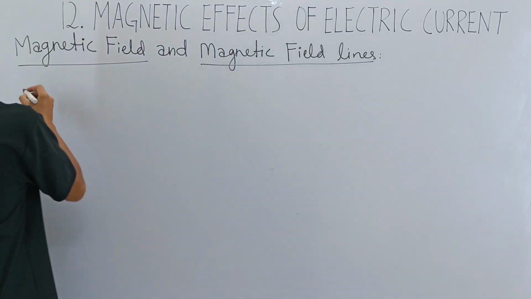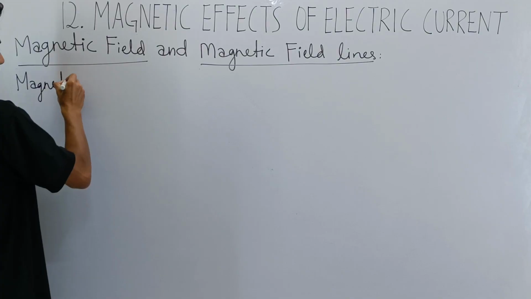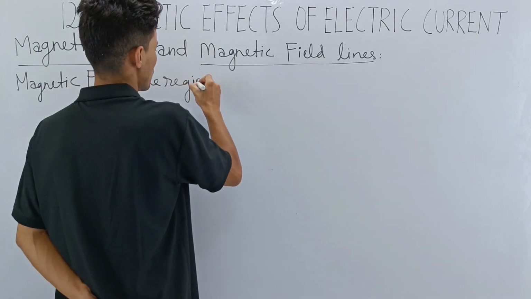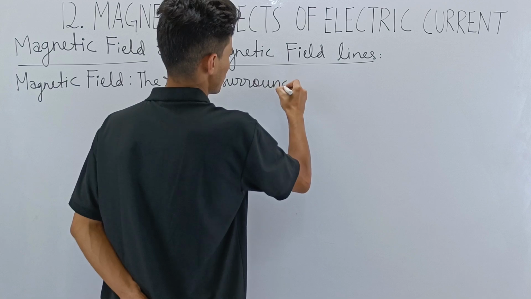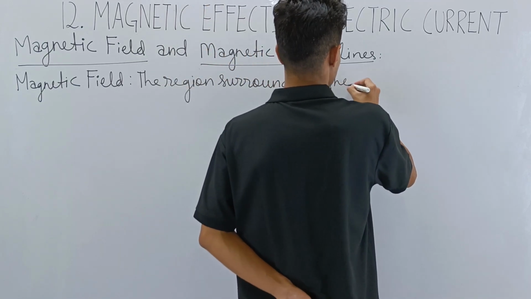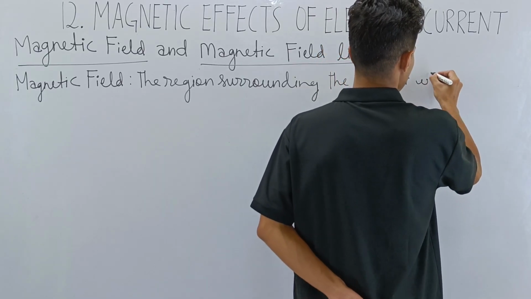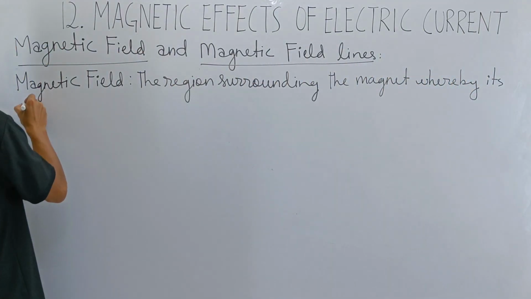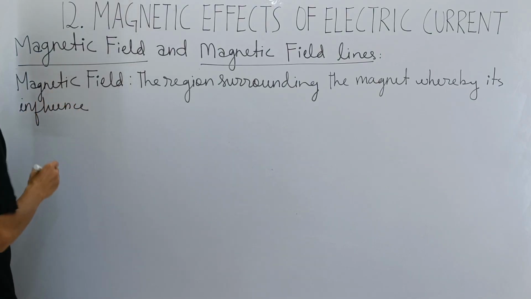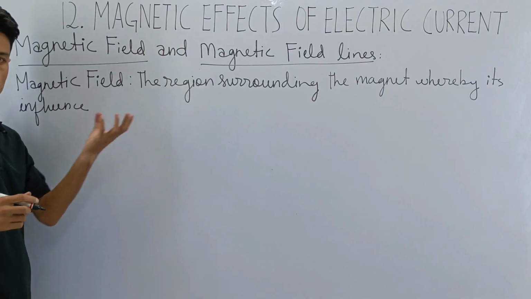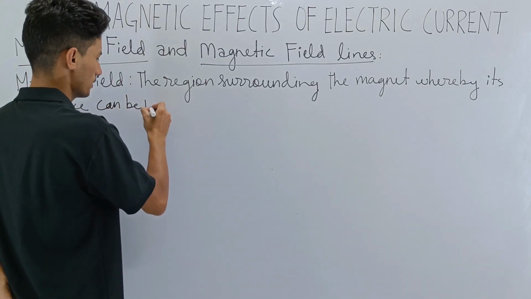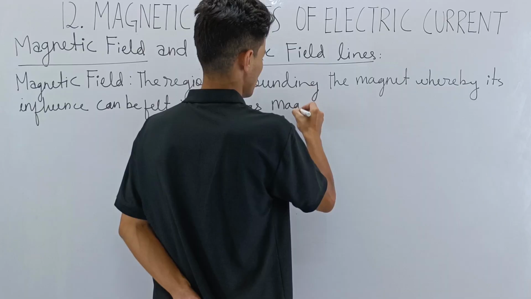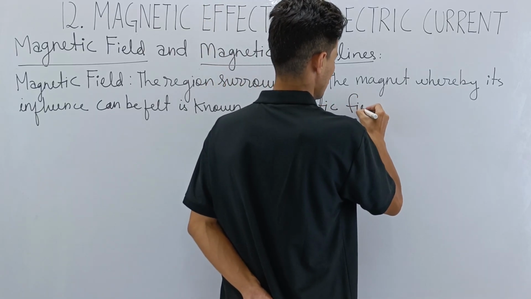Let's write it down. Magnetic field. Definition: the region surrounding the magnet whereby its influence, here meaning its magnetism, where its force of attraction or repulsion, so where its influence can be felt, is known as magnetic field.